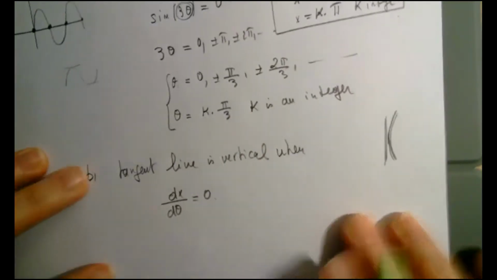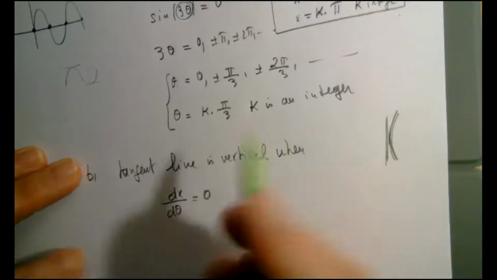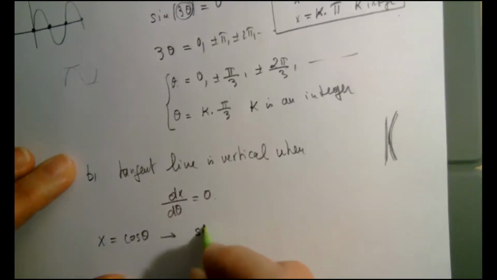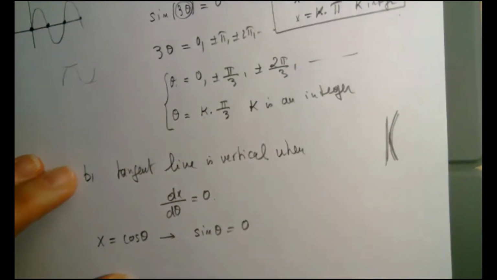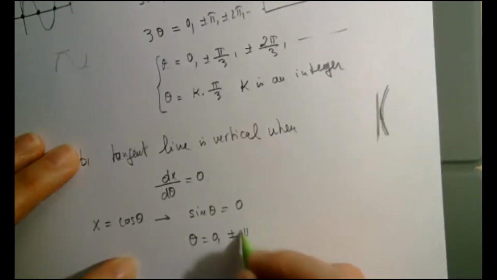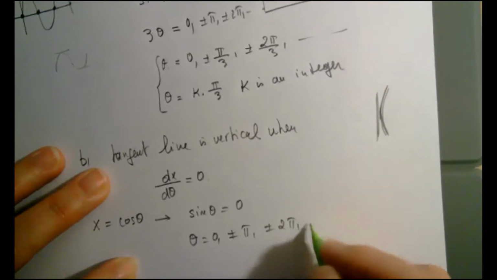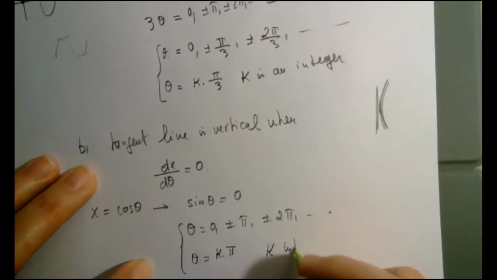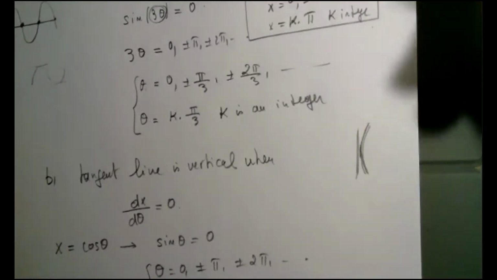When does this occur? So what's dx/d theta? X is the cosine. It means when the sine of theta equals 0. Now, when is the sine of theta zero? There is no 3 theta involved anymore. It means theta is 0, plus or minus pi, plus or minus 2 pi, and so on. So we can rewrite this as when theta has the form k times pi, where k is an integer. Okay, so that's really how we do this problem.